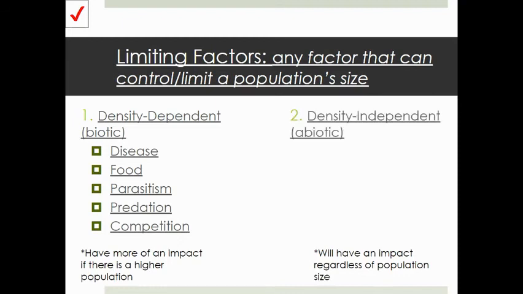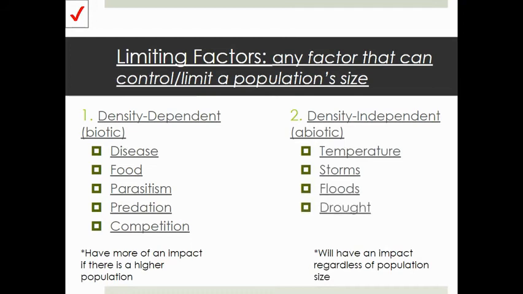Now on the other side, we have the density independent factors. These are the abiotic factors. These are going to have an impact regardless of how large the population size is. And these include things like temperature, storms, floods, drought, as well as habitat disruption and natural disasters. So these are going to have an influence on the population size regardless of how many people are there. For example, not many people live in the frigid Arctic and Antarctic temperatures of the top and the bottom of the globe. That would be a great example of a density-independent factor that limits the population size just by being cold.